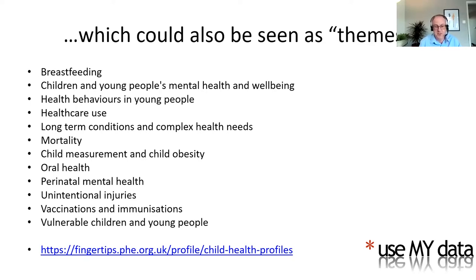So data on things like breastfeeding for maternal and child health, all the way through to child measurement, child obesity, oral health, a whole range of different data sets which are collected already about younger people. And this is just the younger people perspective. This is not going on to the typical middle and late age treatment areas. It's just some examples of the sort of data which is collected.